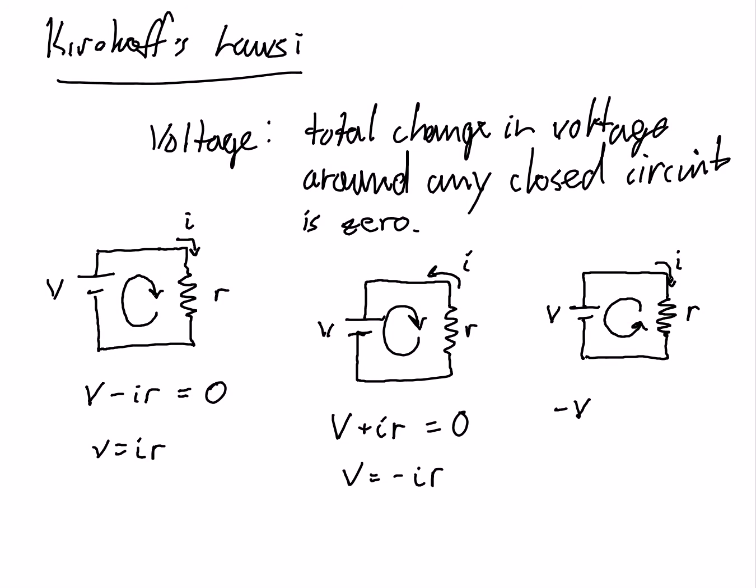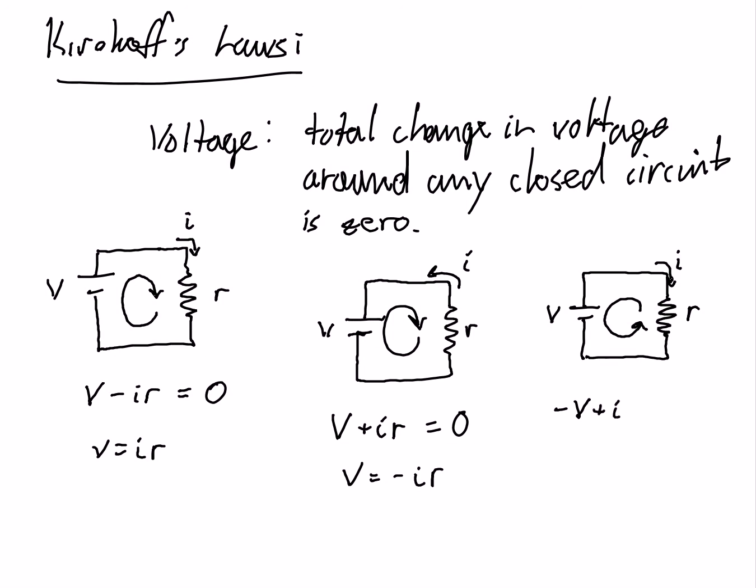And we're now going through the resistor opposite the direction of the current. So just as before, in the case where our loop was going opposite the direction of the current and the resistor came in with a plus sign, here we're going opposite the direction of the current, and our resistor again comes in with a plus sign.